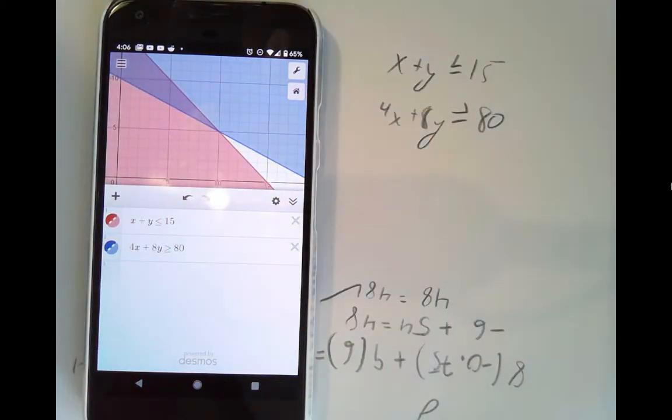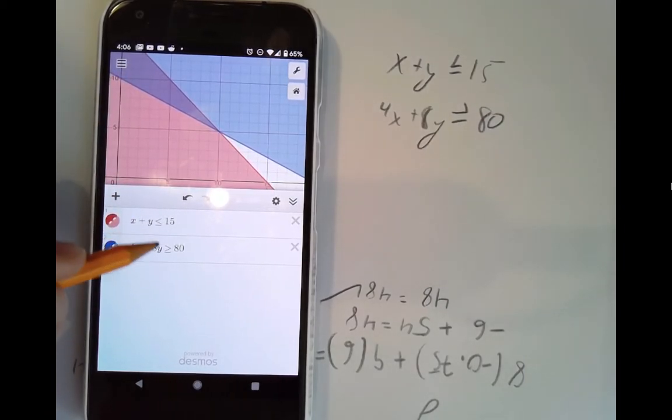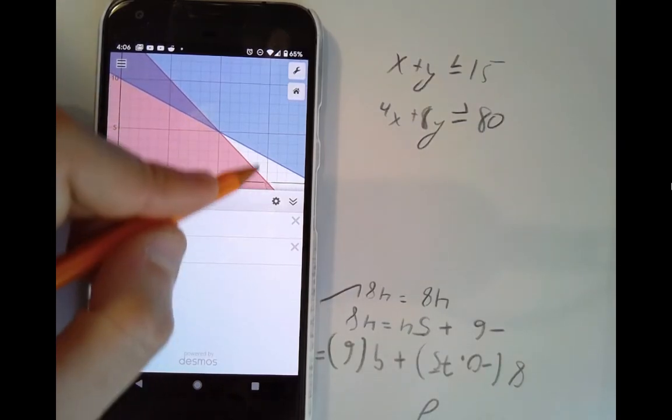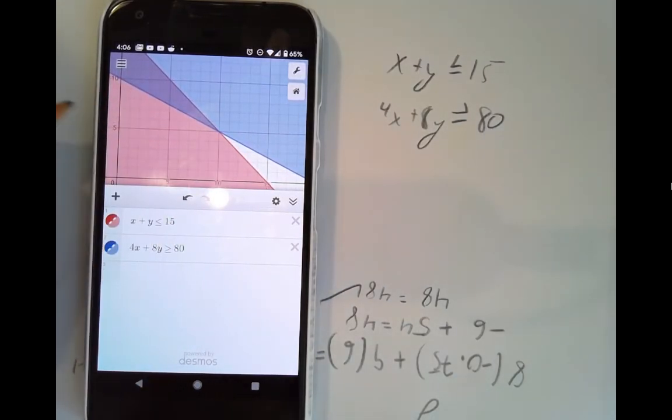And now let's not forget, once we've graphed this, there's a couple things to pay attention to. First of all, both of these are less than or equal to, greater than or equal to, so these lines are solid. They are not dotted lines.